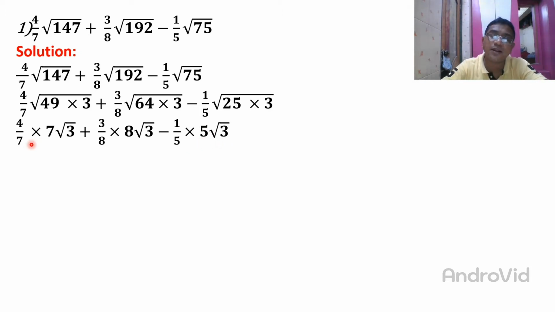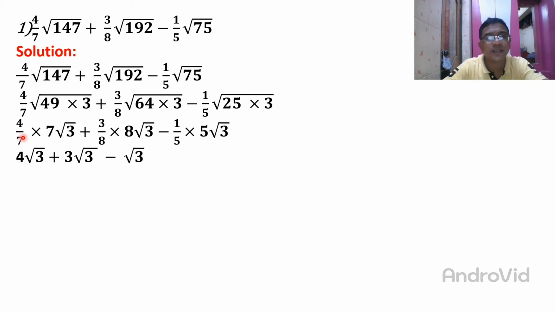Are you understanding? The square root of 49 is 7, so I write 7 root 3. Then 3 upon 8 remains as it is. The square root of 64 is 8, so I write 8 root 3 minus 1 upon 5. The square root of 25 is 5, so I write 5 root 3. Now the 7s cancel. What remains? 4 root 3. The 8s cancel. What remains? 3 root 3. The 5s cancel. What remains? Root 3.